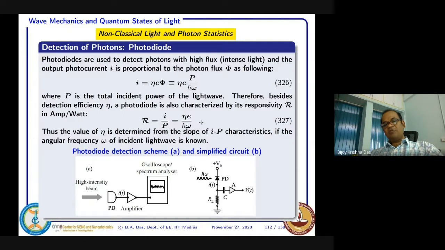But normally, as you increase the power P, it will not be a straight line, because it will enter into a nonlinear regime. The photodetector will be saturated, so it is always advisable not to work in the saturation limit, because at that time a lot of unwanted noise and unwanted RF frequencies will be observed.